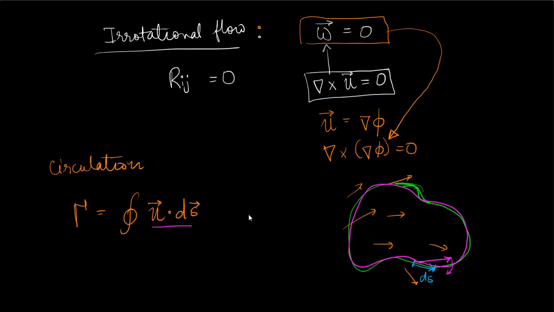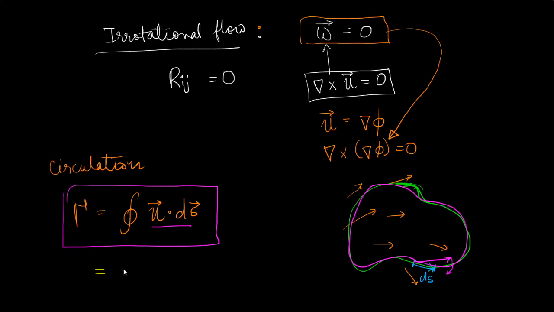Also, are circulation and irrotational flow related? Like, if the flow is irrotational, then circulation would be zero. Can you think of an identity which gives you something in terms of vorticity? Can you think of an identity which will convert this into vorticity? Yeah. So tell me what that Stokes theorem will be.